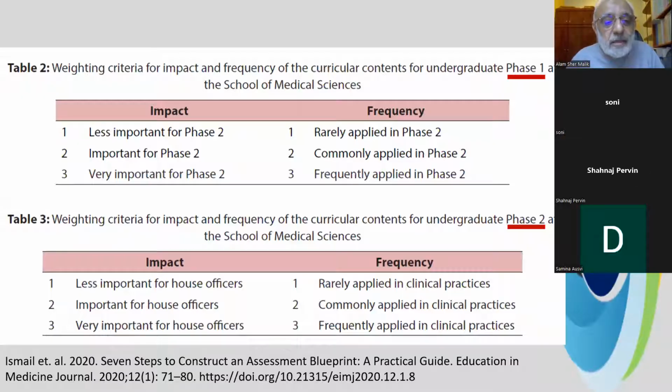So any topic less important for house officers would be given an impact of one. Important for house officers, two, and very important for house officers, three. Similarly, the three grades of frequency: rarely applied in clinical practice, commonly applied in clinical practice, and frequently applied in clinical practice.